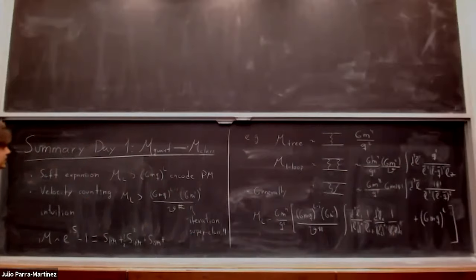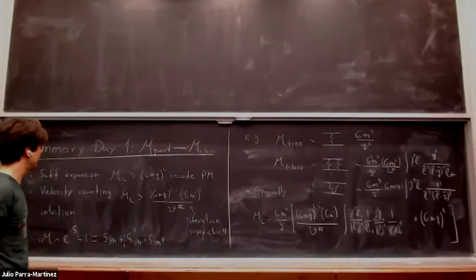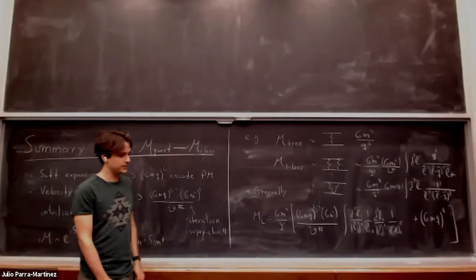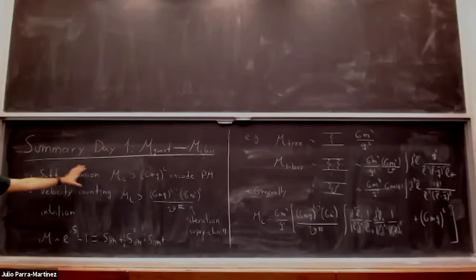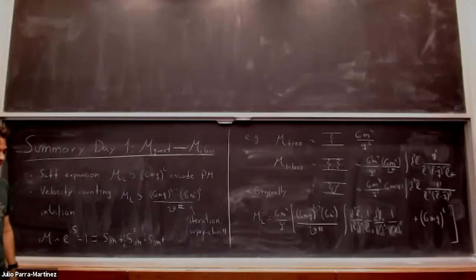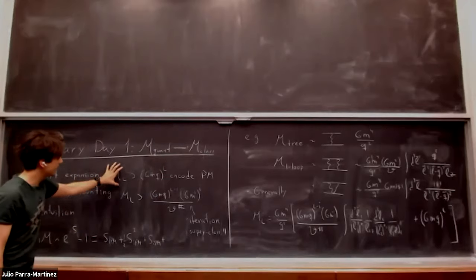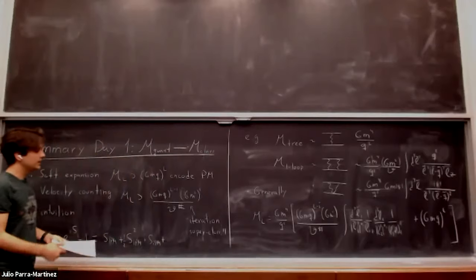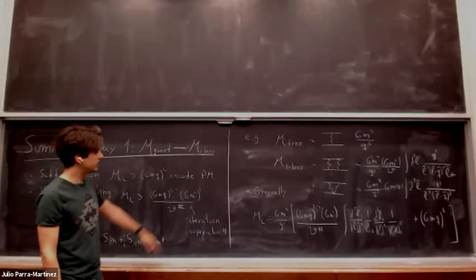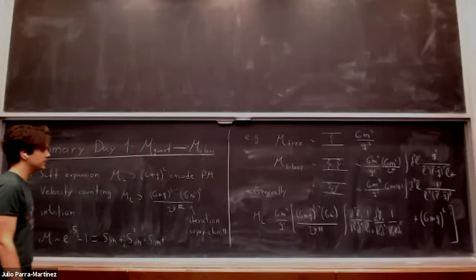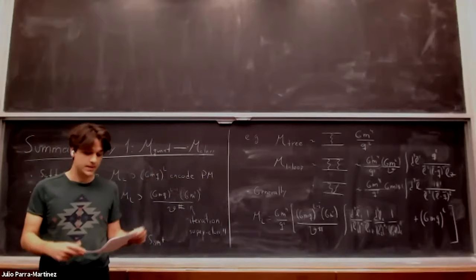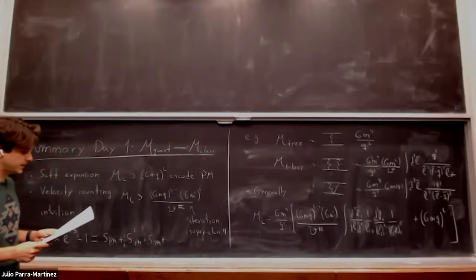So let me summarize what we did yesterday, and I will tell you then what we are going to do today. Yesterday the basic goal was to go from the quantum amplitude to the classical amplitude. I explained how to perform this so-called soft expansion, this expansion in small q, and we identified that inside of the scattering amplitude there are corrections that go like gmq to the loop order. Basically these corrections encode the PM expansion, the post-Minkowskian expansion. In fact, the L loop amplitude was the L plus one PM correction to some classical quantity that today we'll be talking about more.